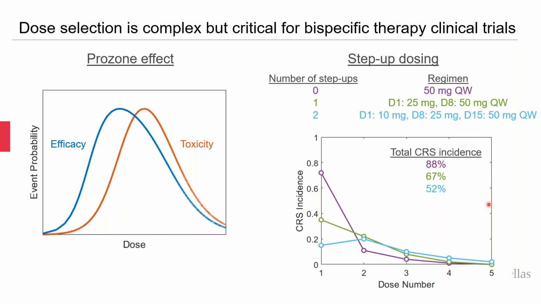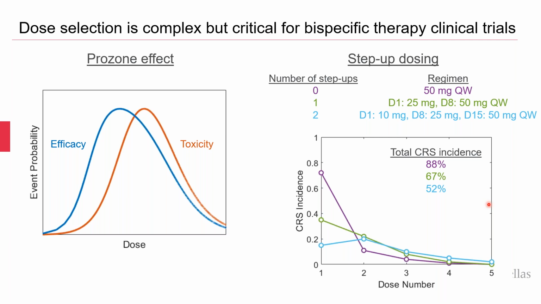The idea here is that by doing this step-up dosing, we are reducing the total CRS incidence that we're going to see within our patients. And that's going to obviously provide a better patient experience. We're going to have fewer side effects for these patients, and we'll also see fewer dose-limiting toxicities within our studies.